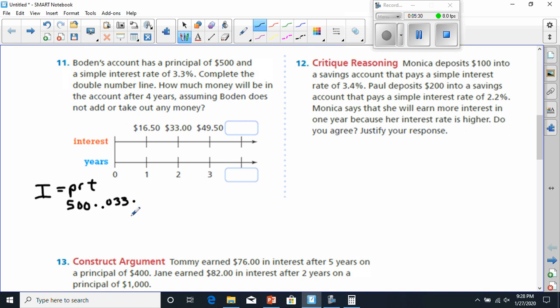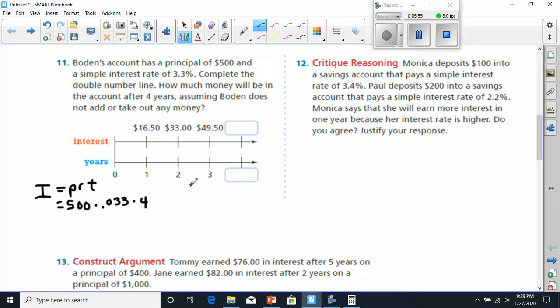And we're going to multiply that by 4 years, because it says, how much money will he have in the account after 4 years? And that should give me, there's the trick. How much money will be in the account after 4 years? Remember, this time after we find out the interest, we're going to have to add it to our original amount to find out what's going to be inside of his account.